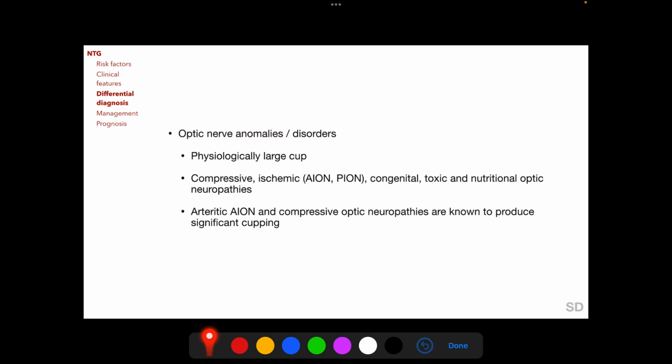Optic nerve anomalies and disorders also come in the differential diagnosis of normal tension glaucoma, and the most common among them are normal individuals with a physiologically large cup. Optic neuropathies such as compressive, ischemic, congenital, toxic, and nutritional optic neuropathies can resemble glaucomatous optic neuropathy, and specifically arteritic acute ischemic optic neuropathy and compressive optic neuropathy are known to produce significant cupping.